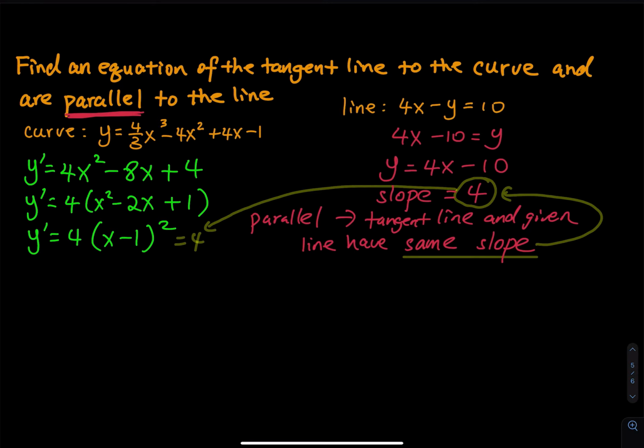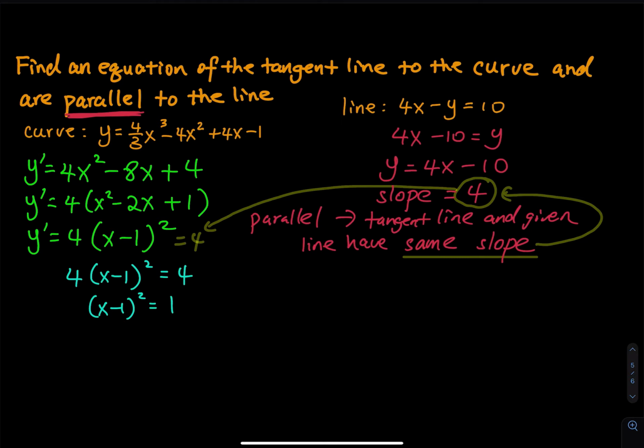Okay, let's continue. I'm going to switch to a different color. So we have 4 times (x minus 1) squared equals 4. How do we solve that? We divide both sides by 4. So (x minus 1) squared is equal to 1. And then we take a square root on both sides.